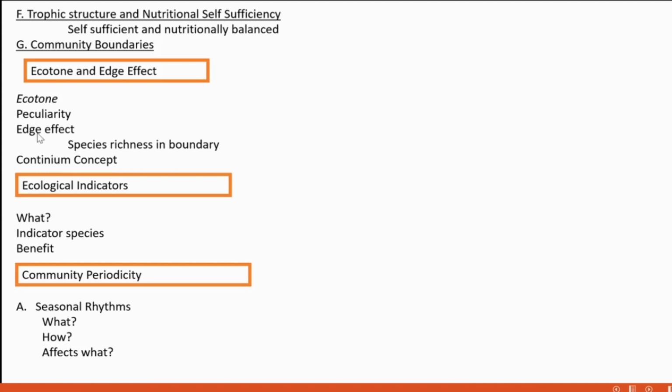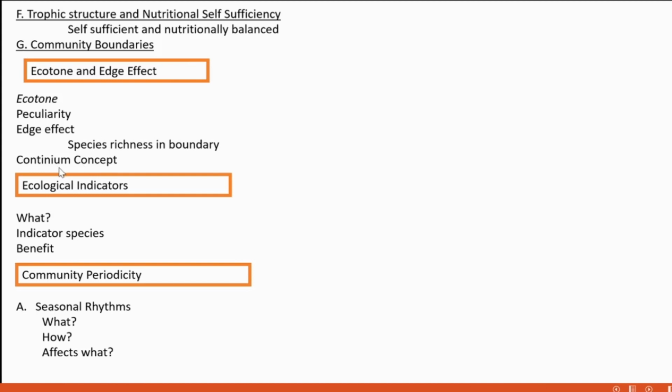Then, what is edge effect? Edge effect means species richness in the boundary. Boundary means in the ecotone. It is called the edge effect. What is the reason for that species richness? Because of a wide range of suitable environmental conditions. This is the reason for the edge effect.